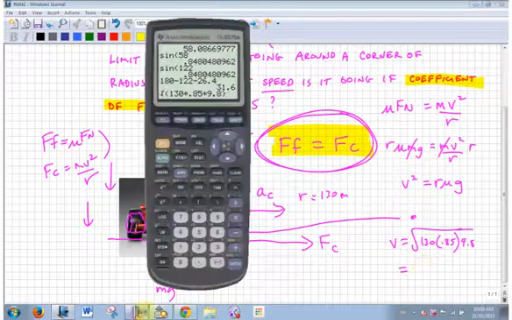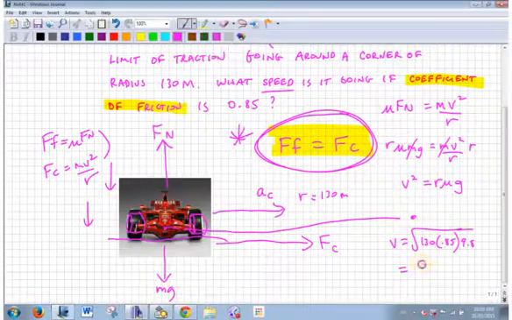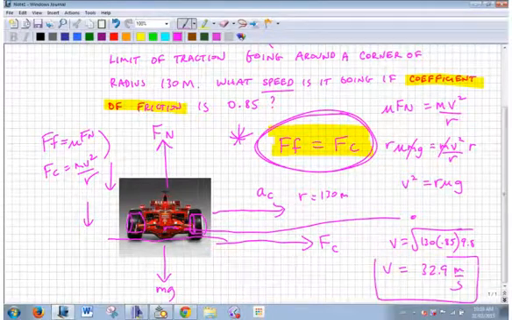Anyway, what was the answer? 32.9. And what's the units for velocity? Meters a second, because everything's in meters and seconds. Okay? So, convert that to kilometers an hour if you want, something that makes more sense to you, but that's about 120 kilometers an hour. Okay? Over a radius of 130.